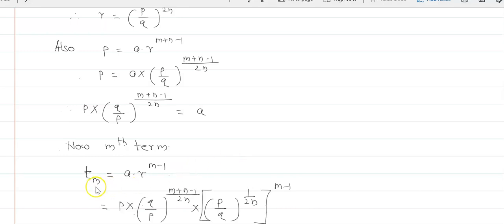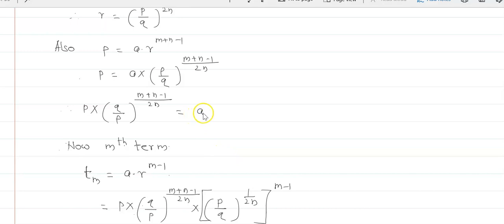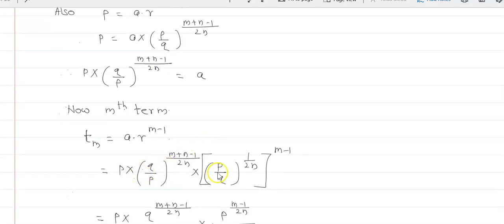Now the mth term, that is Tm, is equal to a into r raised to m minus 1. Now here again we will substitute the value of a, which is p into q upon p raised to (m plus n minus 1) upon 2n, and the value of r, which is p upon q raised to 1 upon 2n, the bracket raised to m minus 1.